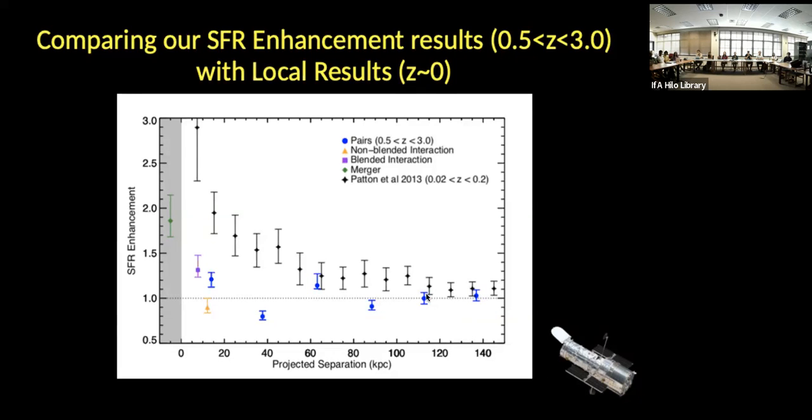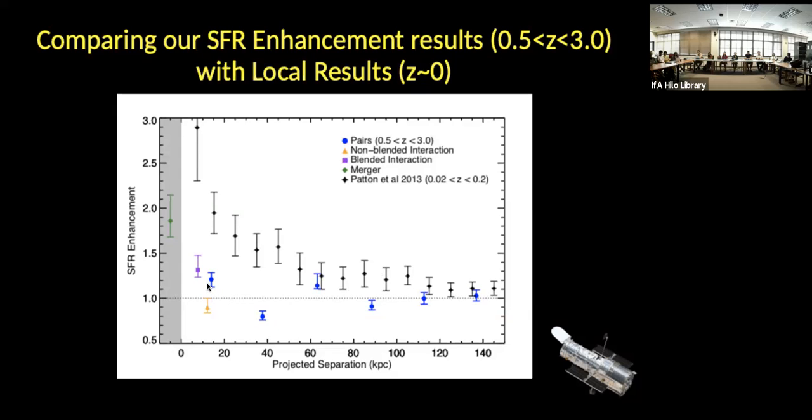So the blue points here are the results of my study, and the black points are based on the local universe, and these 3 points are identified based on visually identified samples of interactions and mergers. As you can see, we see maybe a slight enhancement of about a factor of 1.2 in the closest pair separation, and then a factor of about 1.8 in our merger sample. But for the overall sample, we don't see much enhancement in our pair samples, especially when you compare to the local universe, where you see a clear trend of increasing star formation rate enhancement with decreasing separation. Maybe in the smallest separation we see it, but for the overall large sample, we don't see much.